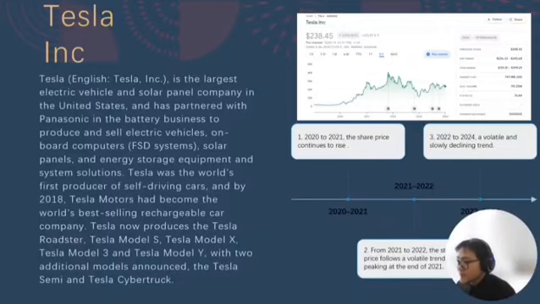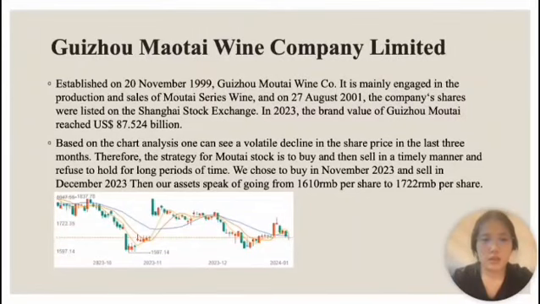That's all. Guizhou Moutai Company Limited, established on 20th November 1999, is mainly engaged in production and sales of Moutai series wine, and on 27 August 2001, the company's shares were listed on the Shanghai Stock Exchange. In 2023, the brand value of Guizhou Moutai reached $87.524 billion.